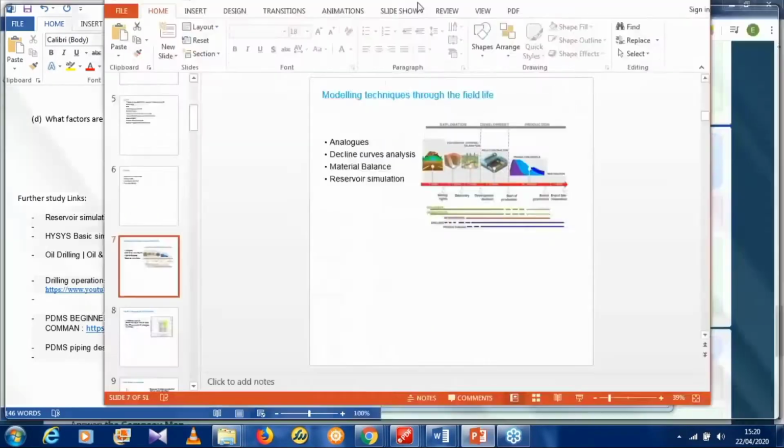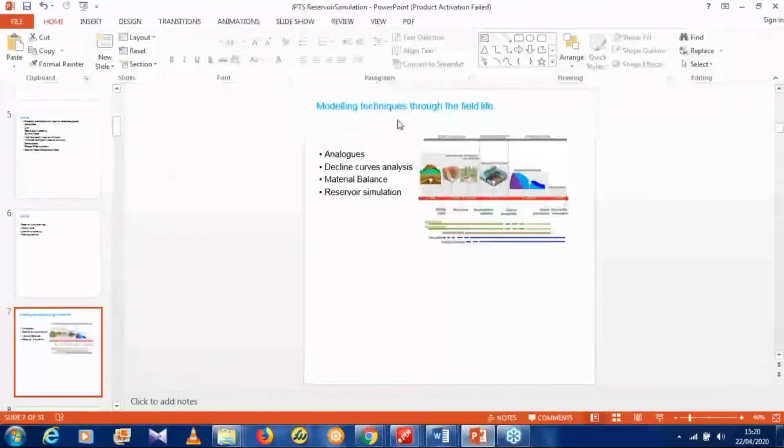After our discussion, so we have the modeling techniques that are used through the field life. Through the field life, different modeling techniques. We have analog, we have decline curve analysis, then we have material balance and reservoir simulation. For analog and decline curve, we make use of graphs and all the rest.